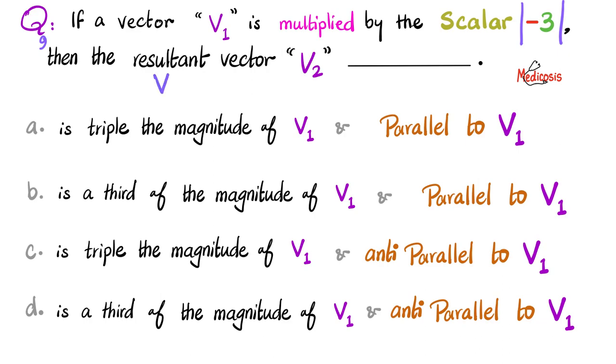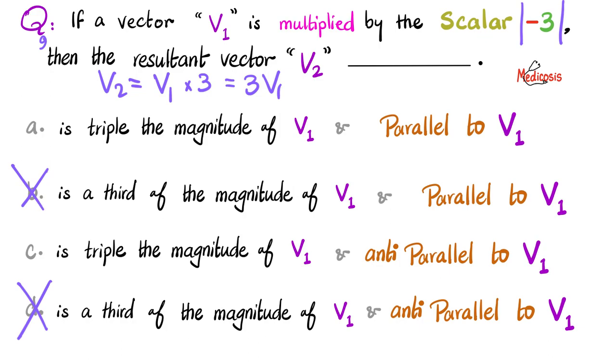So basically this is v1 multiplied by 3, which gives me 3v1, meaning the resultant vector is triple the first vector. So it has to be triple the magnitude of v1, which means A is possible, B is impossible, and D is impossible. It has to be triple the magnitude of v1. So I eliminated 2 choices. Now what?